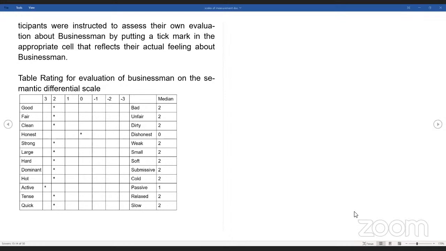So during counseling or psychotherapy, when you do not have any standardized scale, then how do you manage? Then you can manage it with this.